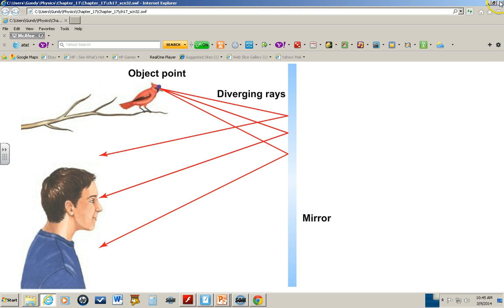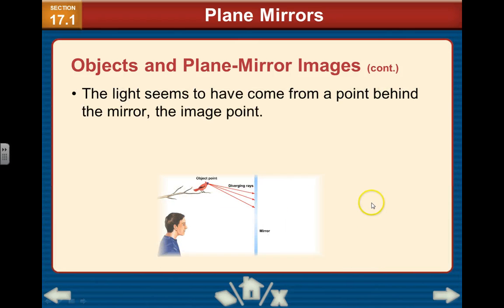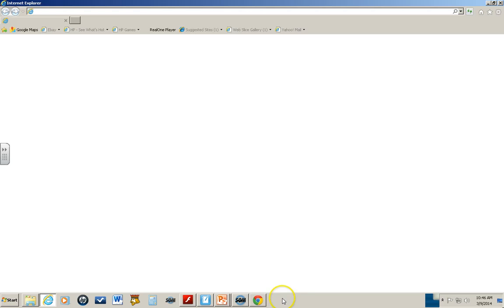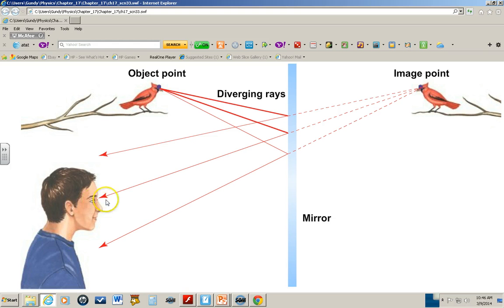So what does that mean? He's processing the information as if the light's traveling in a straight path. So he's going to see the light that had followed these straight lines. So the light seems to be coming from a point behind the mirror. What does that look like? So in other words, the ray that he's seeing right here seems to be coming from here. If he didn't realize he was looking at a mirror, he would think that he's looking at the bird out here. So that's the image point.